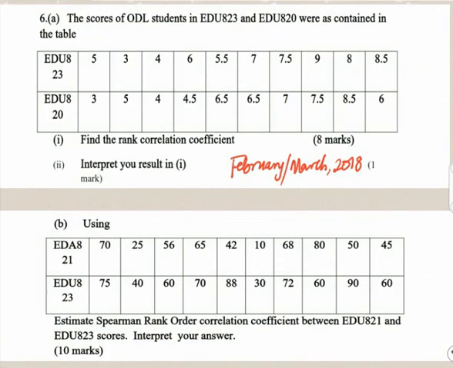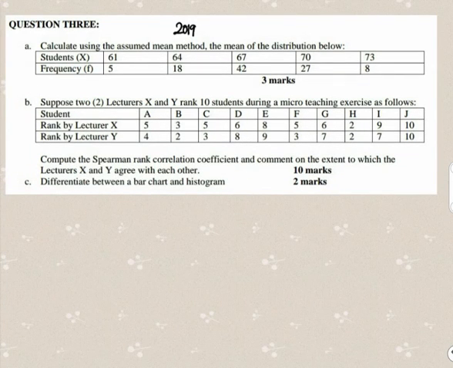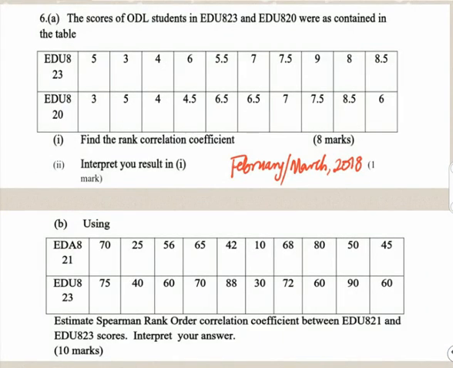Okay, we have questions to resolve here. Here we have to find the rank correlation coefficients and interpret the results. Same thing with this, and then we have a third question where we are required to compute the Spearman rank correlation coefficient and comment on the extent to which the lecturers X and Y agree with each other. All right, we're going to pick only question 6 here.